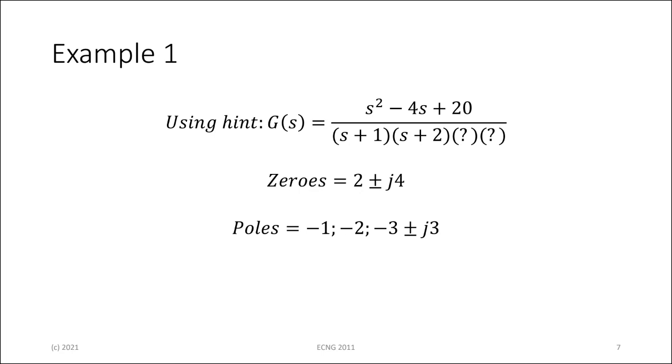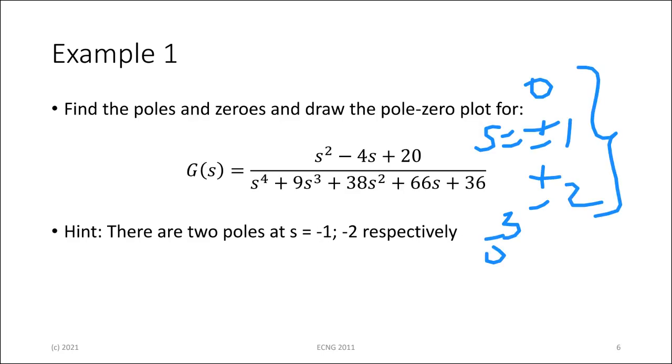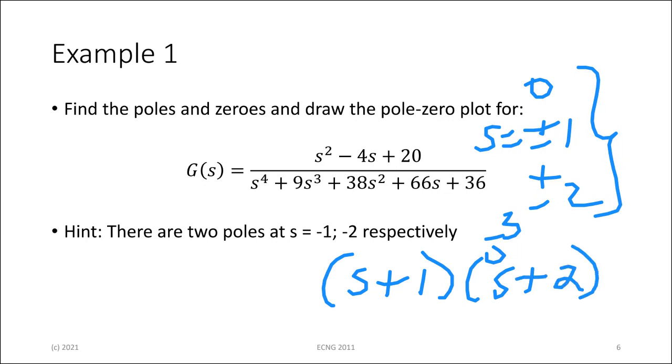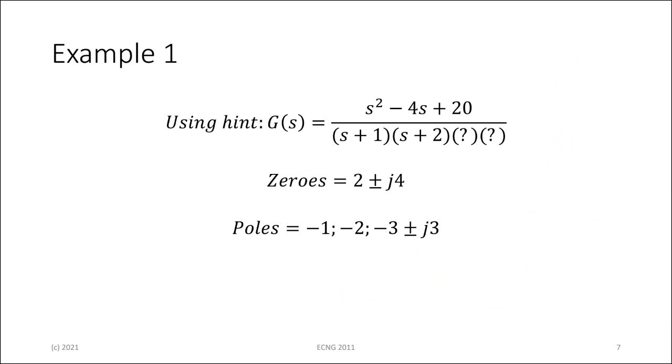All right. So in this particular question, there was a hint that there were two poles at -1 and -2. That means that S plus 1 and S plus 2 are factors. So you use that, you divide the denominator by that, and then you get another polynomial in S squared, and so on, and then you will solve it. You know how to do all of these things.